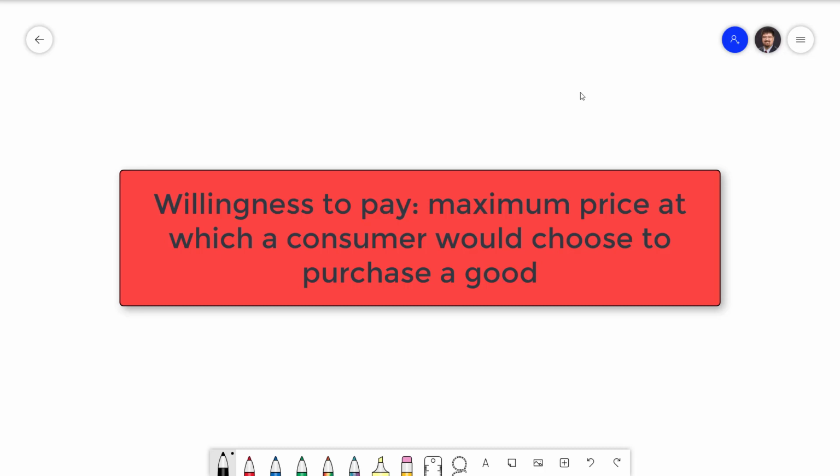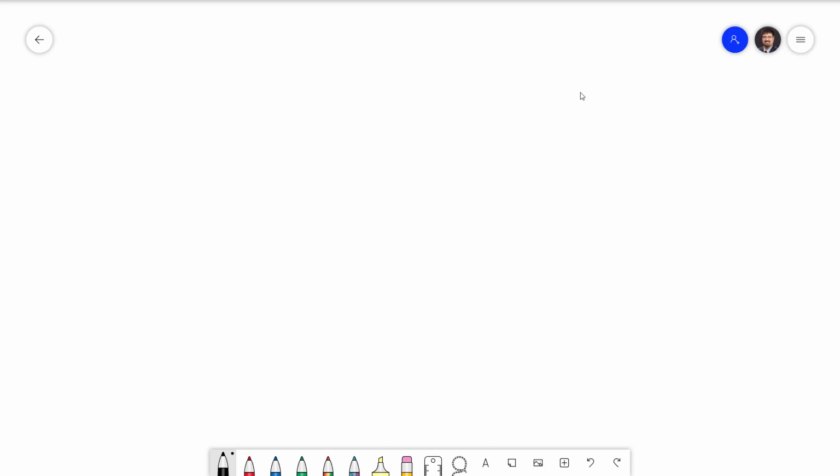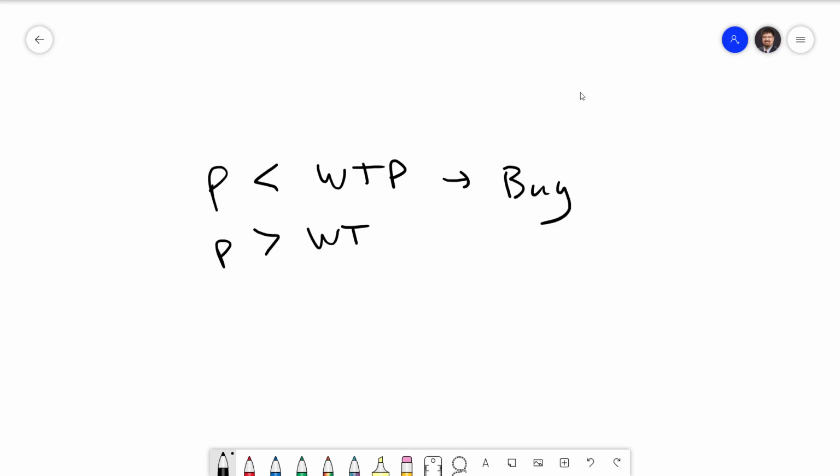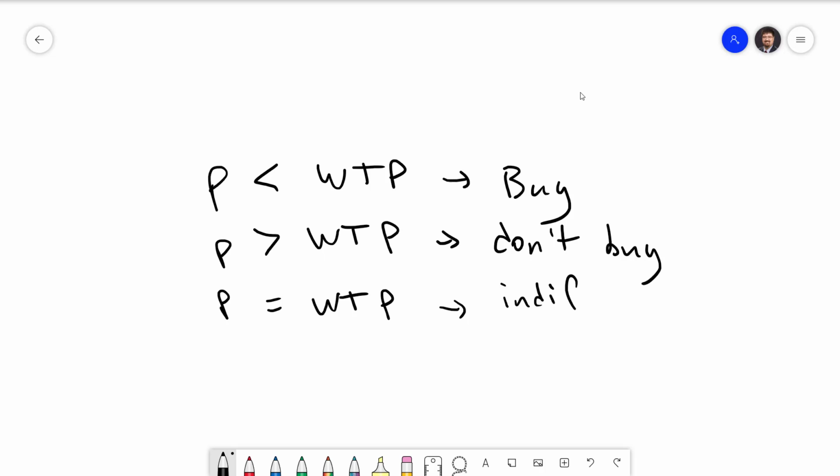If we know a consumer's willingness to pay, we can determine what their decision is going to be as far as buying or not buying a good. If the price of the good is below willingness to pay, then they're going to buy the good. If the price is greater than the willingness to pay, then they will not buy the good. In the last case, where the price is equal to the willingness to pay, they are indifferent about buying. What this means is that they are equally happy buying or not buying the good.